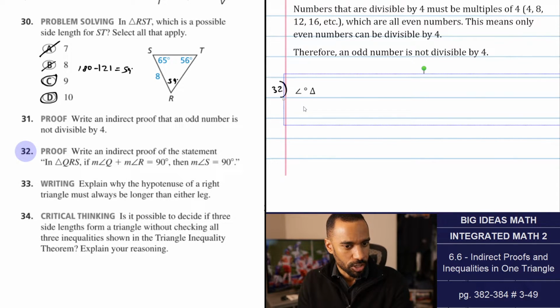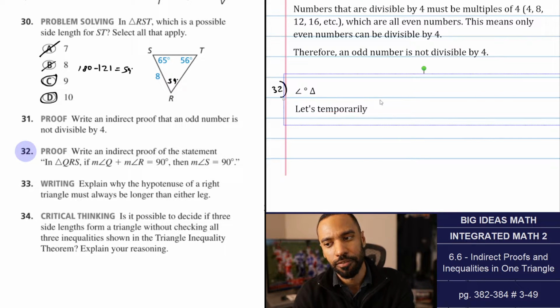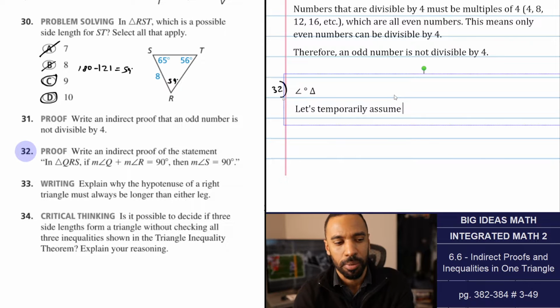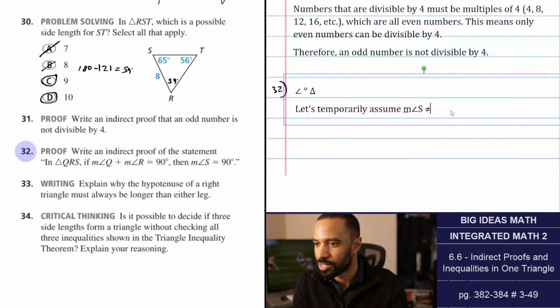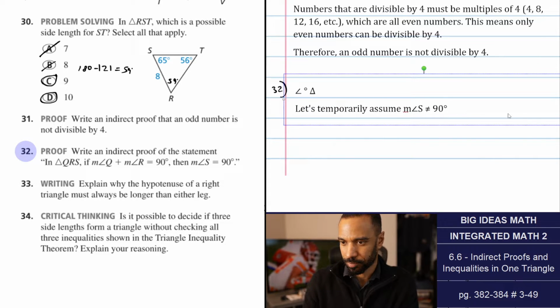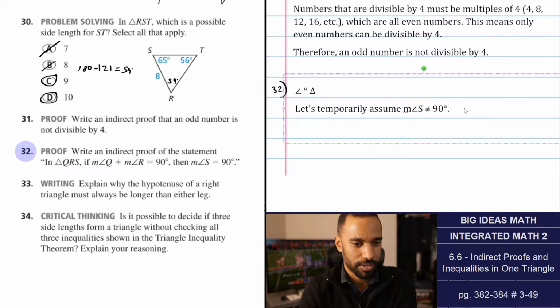Okay, indirect proof. Measure of angle S is 90 degrees. Let's temporarily assume... Now, here's the thing for these as well. I should be writing out what they're saying in this statement, but again, it's on the side. Let's temporarily assume that the measure of angle S is not equal to 90 degrees. There's an unequal thing here. Not equal to 90. I'm just going to use the alt code as I know it. Let's temporarily assume that it's not equal to 90 degrees.